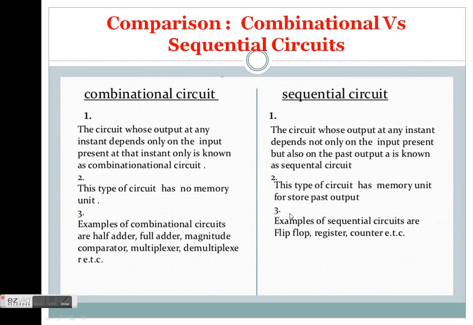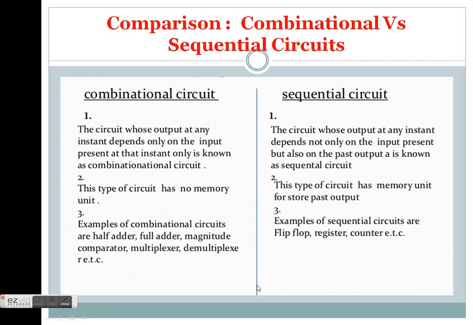Students, let's now compare combinational circuits and sequential circuits. Firstly, combinational circuits are those in which the output depends upon the input values only, whereas in sequential circuits the output not only depends upon the present input values, but also upon the previous output values. The second difference is that there is no memory element in combinational circuits, whereas there is a memory element in sequential circuits.